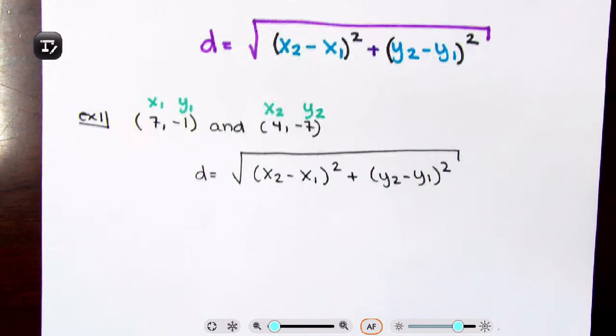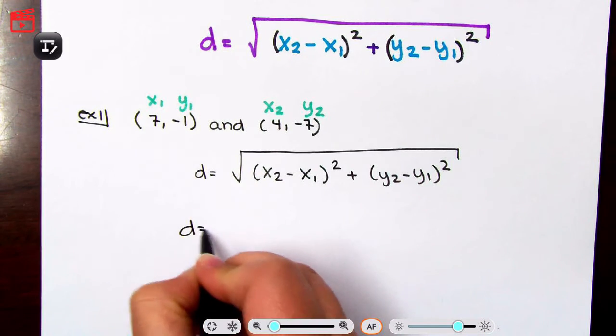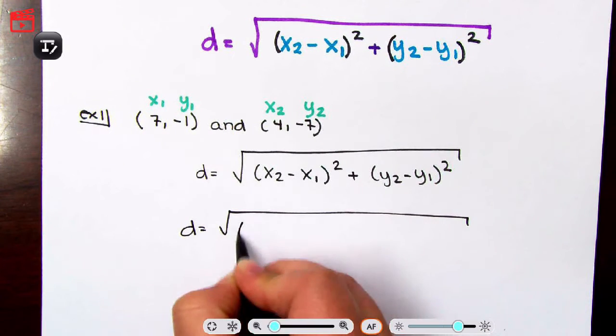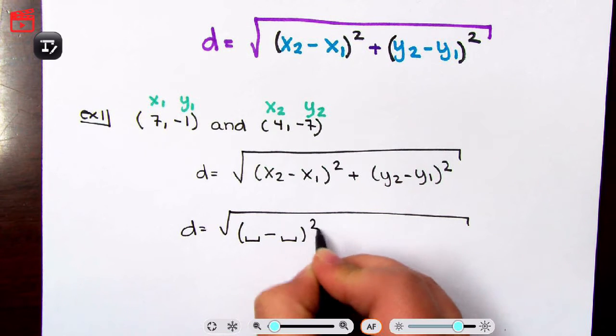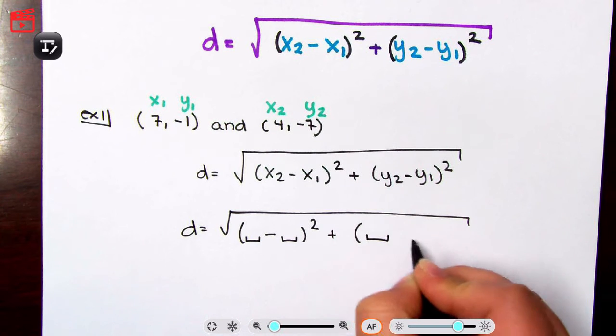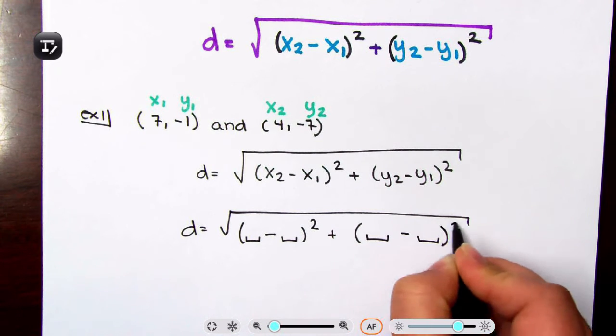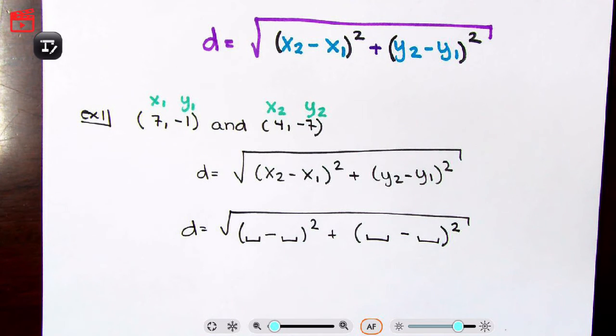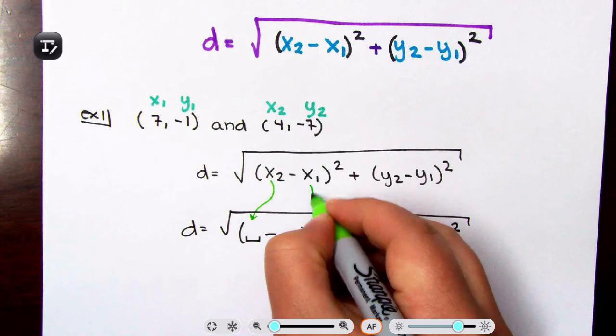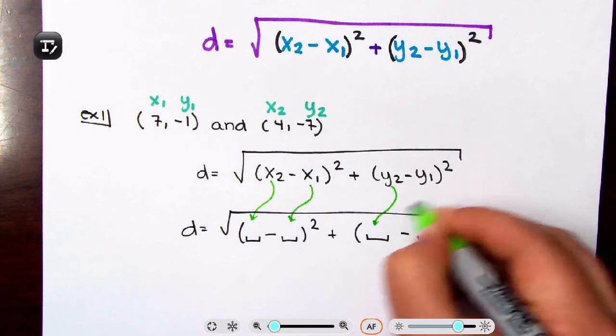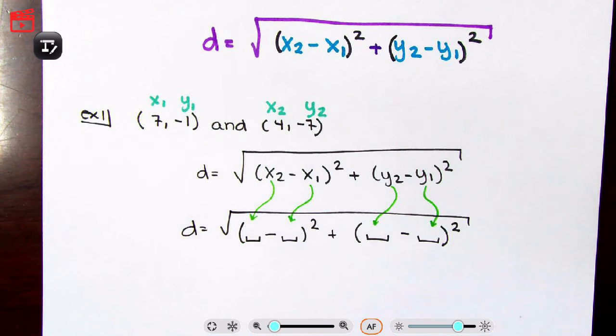Then you're going to rewrite the formula one more time. This time when you rewrite the formula, you're going to leave some room for your x's and y's. So you're going to have x2 here, x1 here, y2 here, and y1 here. It's extremely important that you do this step because you're going to sometimes end up with double negatives and you don't want to accidentally forget those.